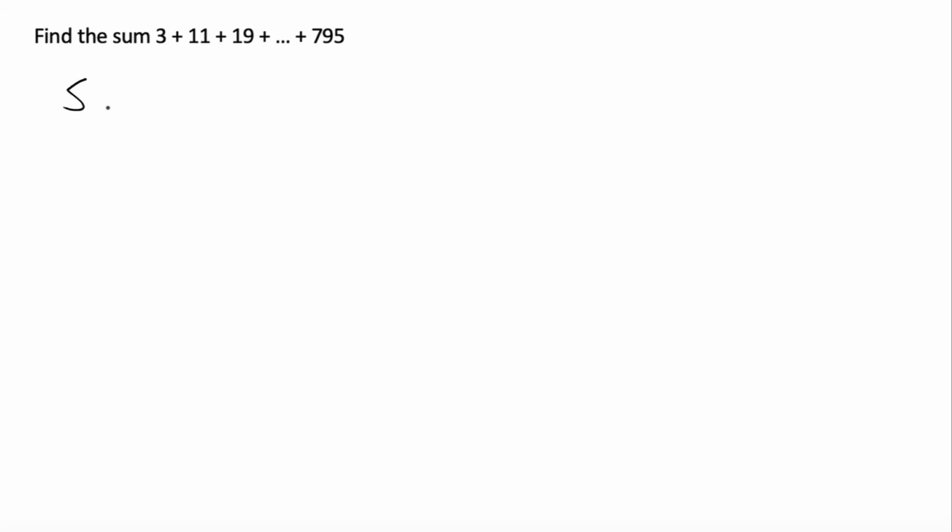Now, there is a formula for the first n terms of a sequence. It's Sn equals n over 2 times the first term plus the last term. But what's the problem with this one? We actually don't know which term in the sequence this is. Is this the 50th term? Is it the 63rd term? So we actually have to figure that out.